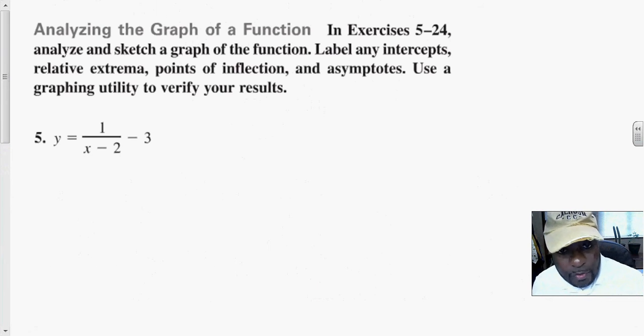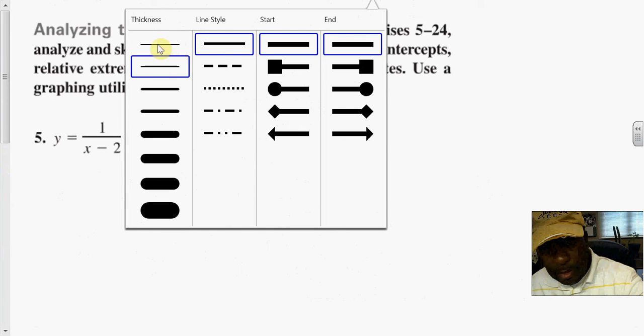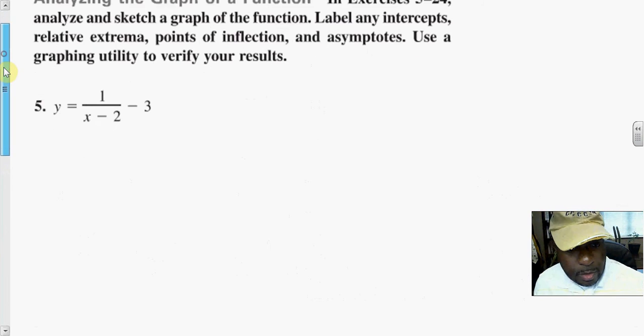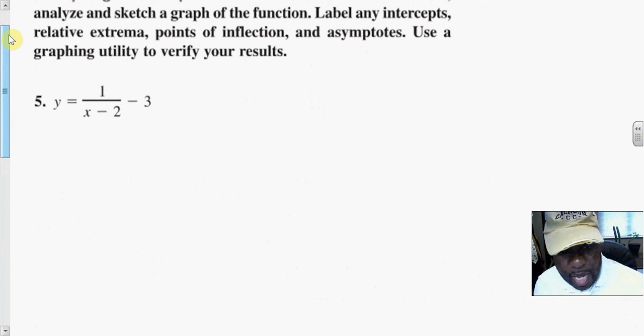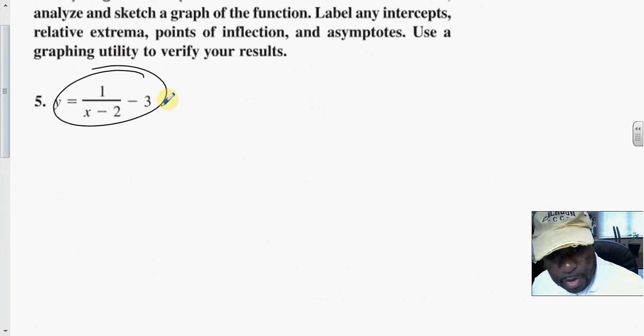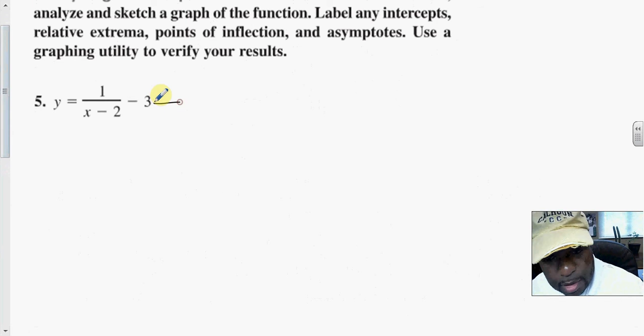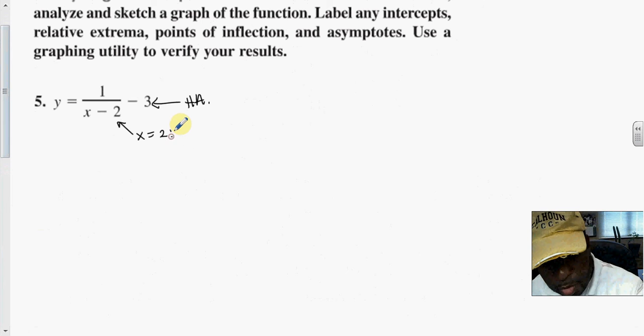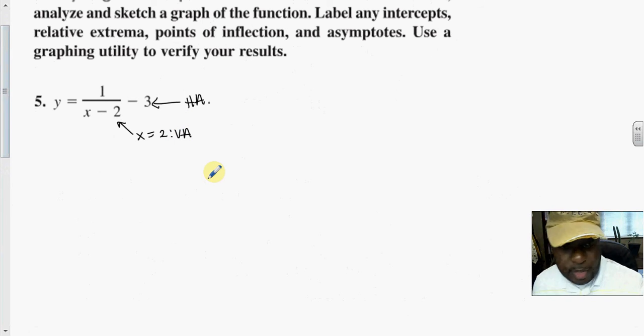Take number 5, for example. Number 5 is something straight out of algebra. If you recall that based on this format, this -3 tells us the horizontal asymptote. x equal to 2 is the vertical asymptote.